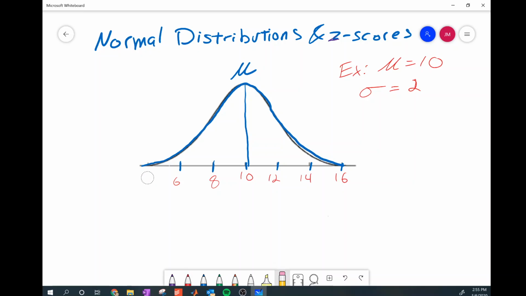So how does this work in with probabilities? Well, my z-scores, we know the z-score of the mean is 0, and then I go up 1 z-score, 2 z-scores, 3 z-scores, and I have -1, -2, -3.